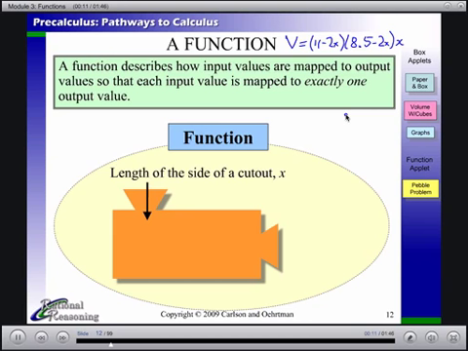Okay? So you can think of it as a machine. The length of the side of the cutout goes in. This is how the machine works. It takes that number and it cranks on this formula and it spits out a volume.